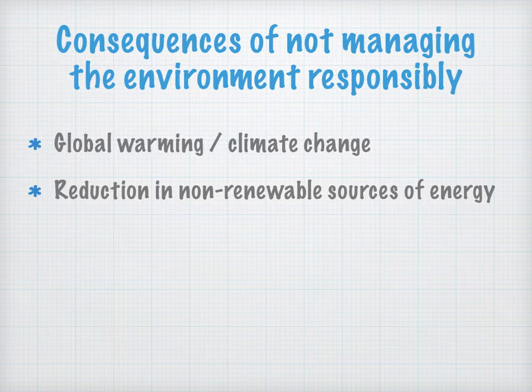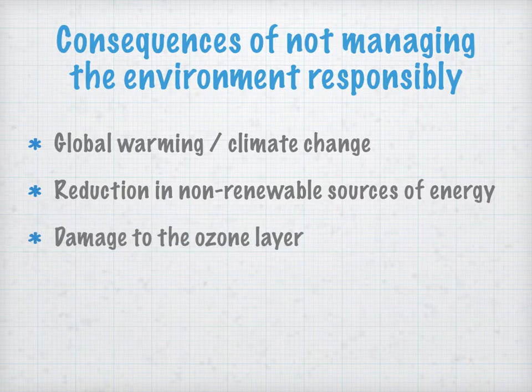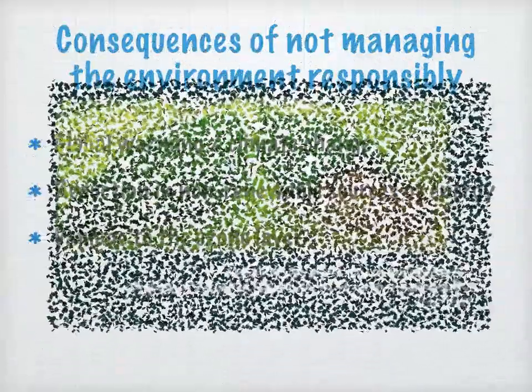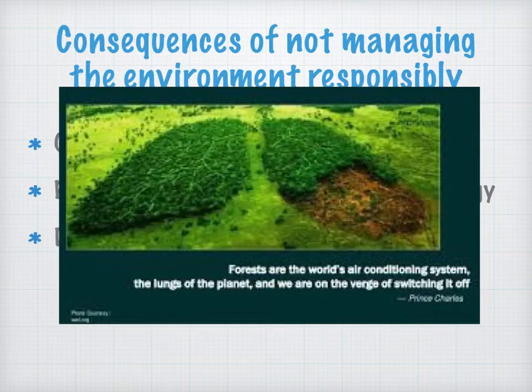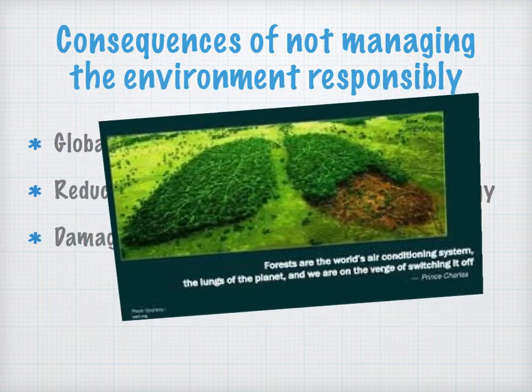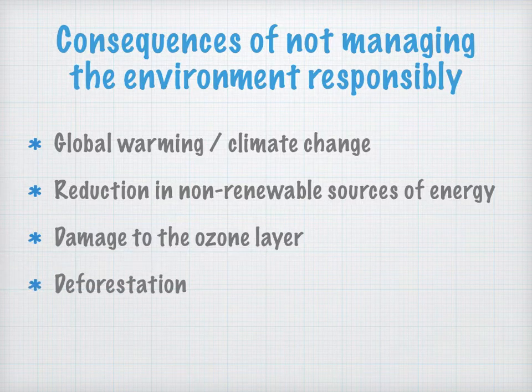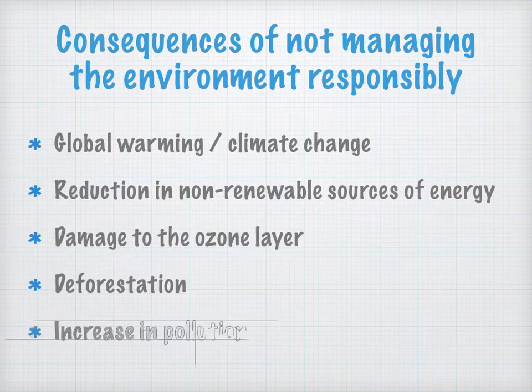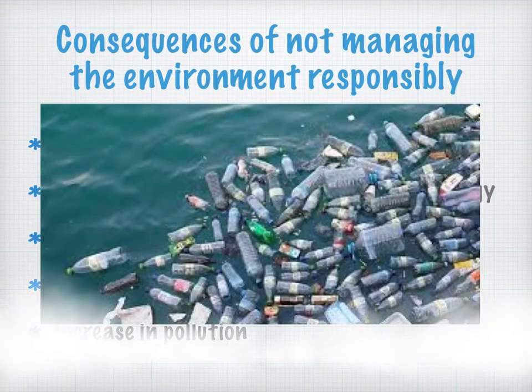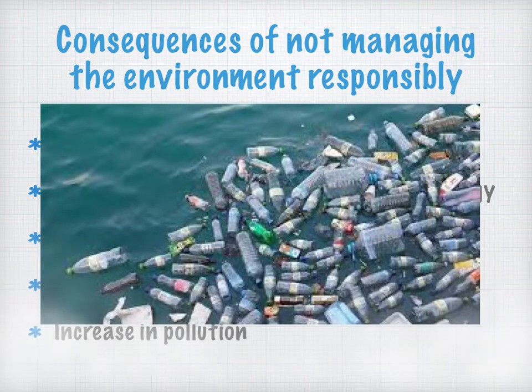The protective ozone layer that absorbs harmful UV rays from the sun will be destroyed. Forests are the world's air conditioning system, the lungs of the planet, and we are on the verge of switching it off. Deforestation of the rainforest will increase the levels of carbon dioxide in the atmosphere, as the trees won't be there to filter it. There will be an increase in air, water, and soil pollution. We will look at these in more detail during the presentation.